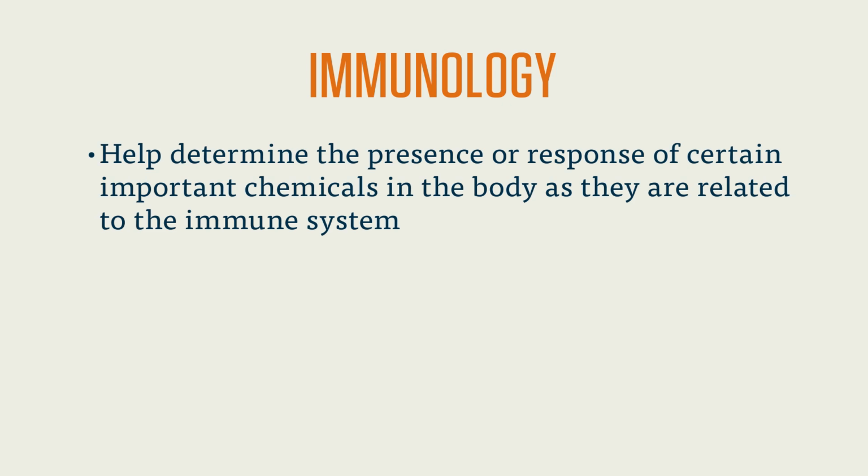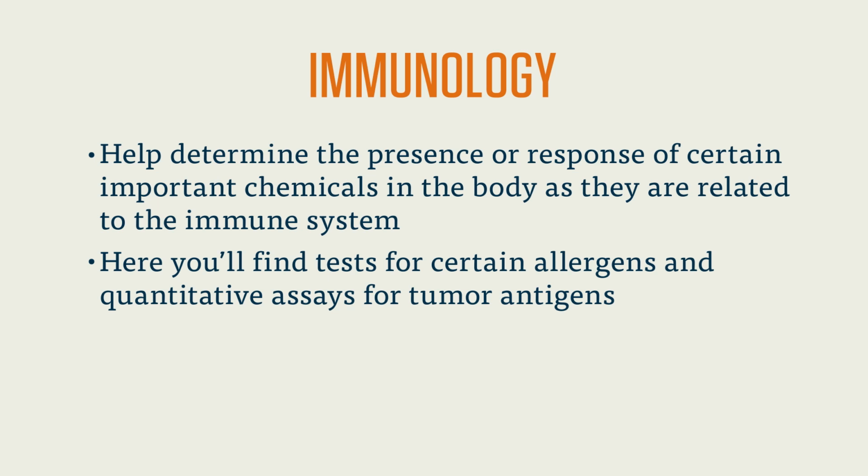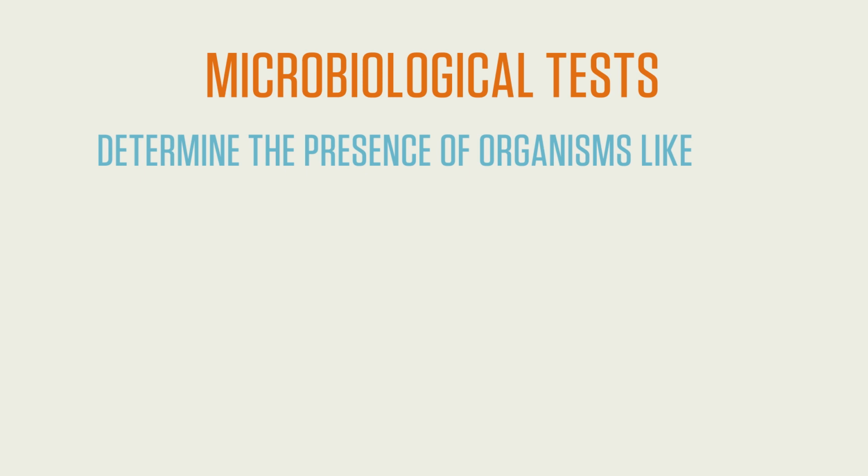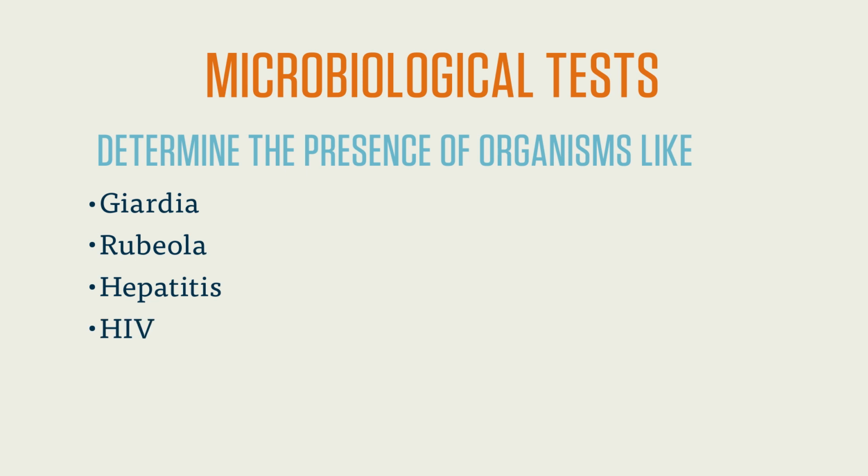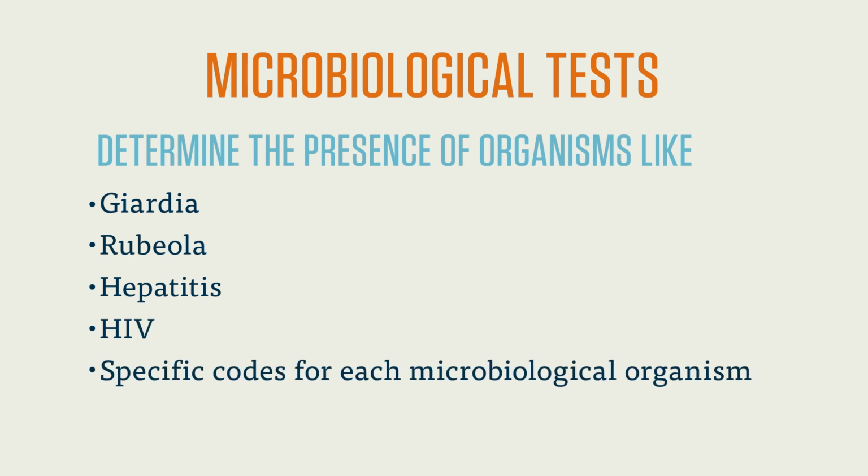The immunology section is similar. Tests in this section help determine the presence or response of certain important chemicals in the body as they're related to the immune system. Here you'll find tests for certain allergens and quantitative assays for tumor antigens. Path and Lab also contains a subsection for microbiological tests. These tests determine the presence of organisms like Giardia, rubella, hepatitis, and HIV. There are specific codes for each microbiological organism.